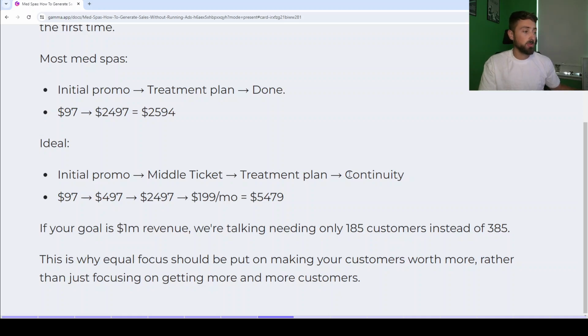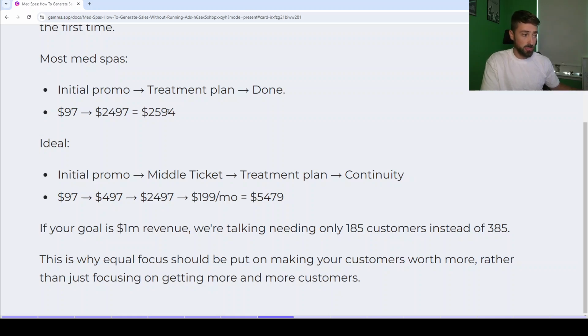And then from the treatment plan, we can downsell into continuity, which essentially means a membership of some sort, or something where people are paying on a consistent basis. So in this scenario, we would have our $97 initial promo. And then let's say we try to get people to buy something that's $497 after that. After the $497, we upsell to a treatment plan that's $2,497, and then we downsell to a membership that is $199 a month, right? In this scenario, within the first year, we are collecting $5,479 from this same individual.